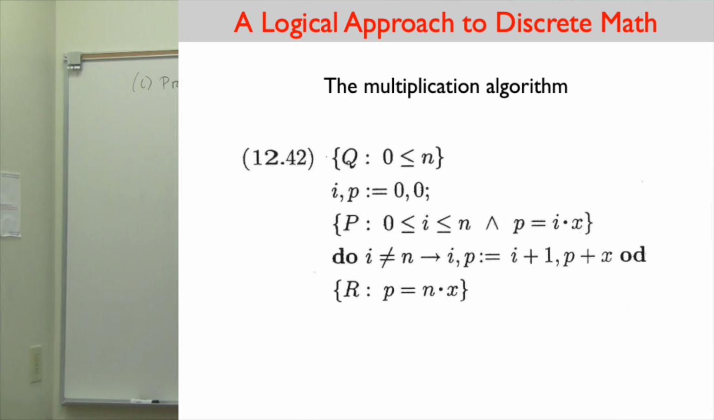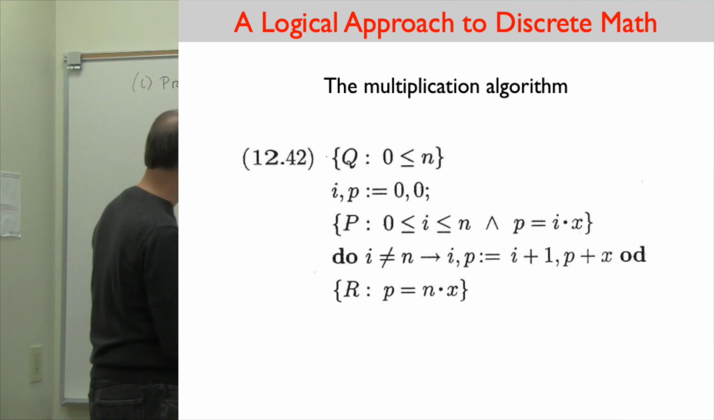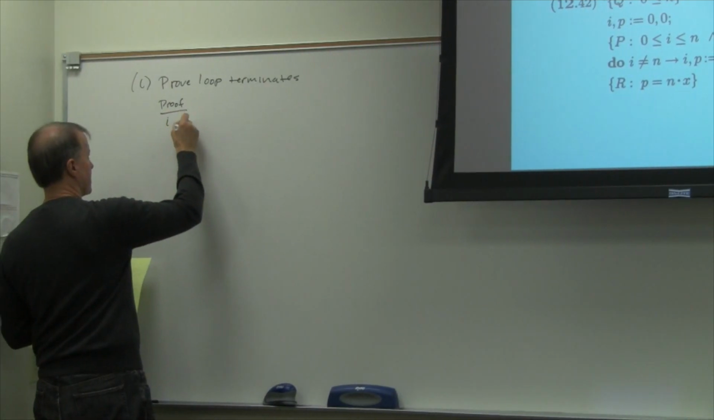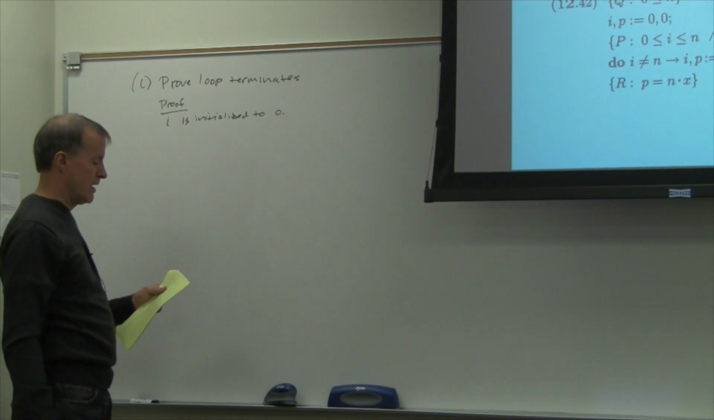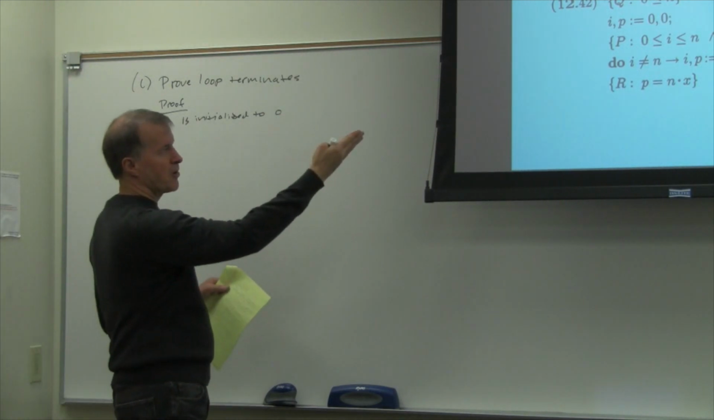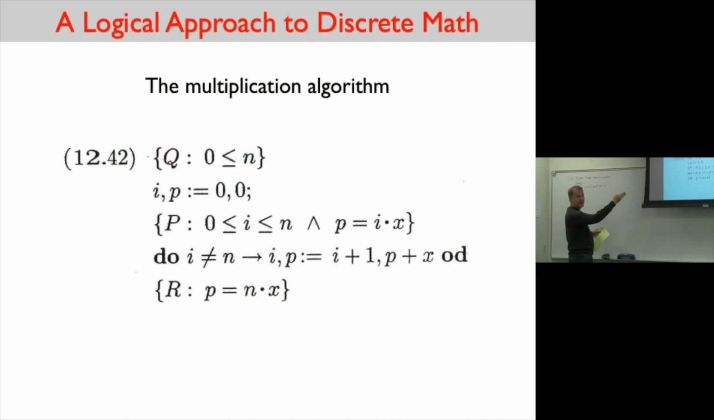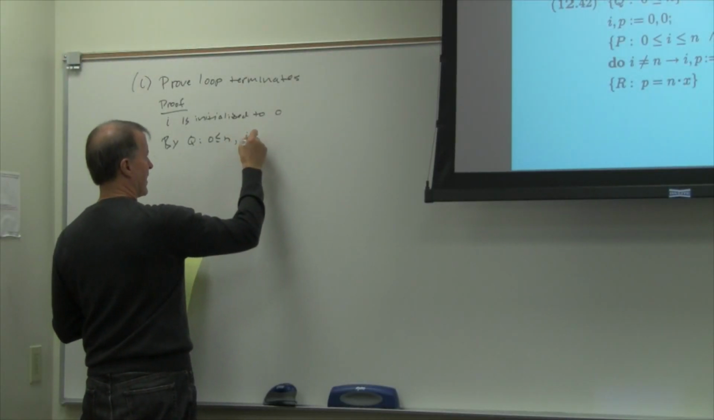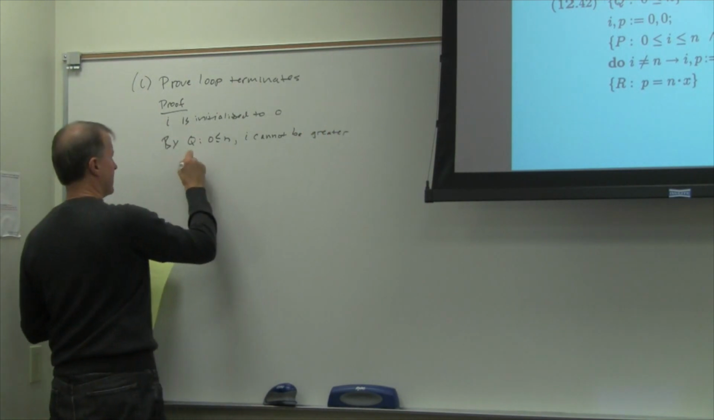Well, it starts off, I mean, it's set to what? Yeah. So i is initialized to 0. So here's the proof. i is initialized to 0. Okay, that's the first step. And furthermore, what do we know about the value of n? It's greater than or equal to 0. So it's initialized to 0, and so by Q, 0 is less than or equal to n, i cannot be greater than n. It cannot start off being greater than n.